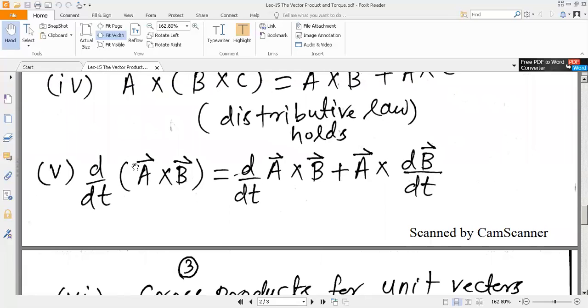If we take time derivative of the cross product of two vectors, then we can express this time derivative as time derivative of first vector cross second vector plus first vector cross time derivative of second vector.